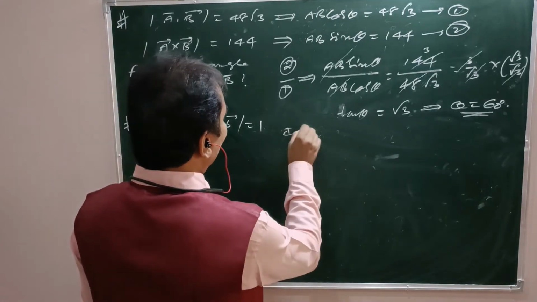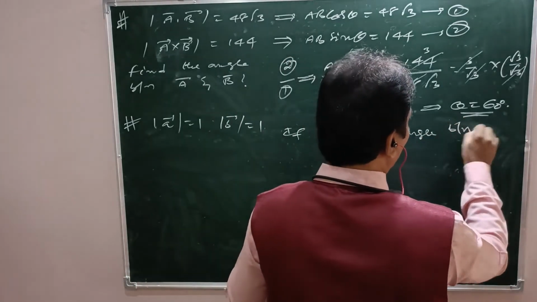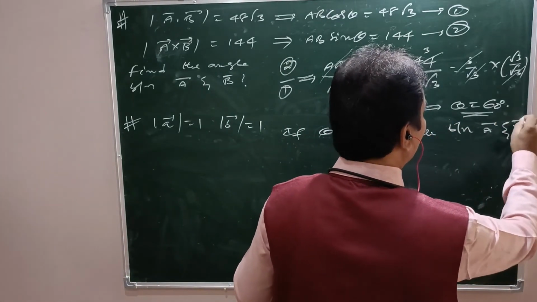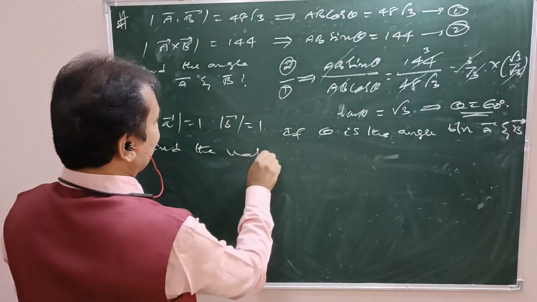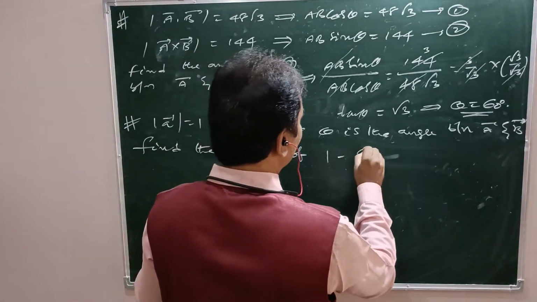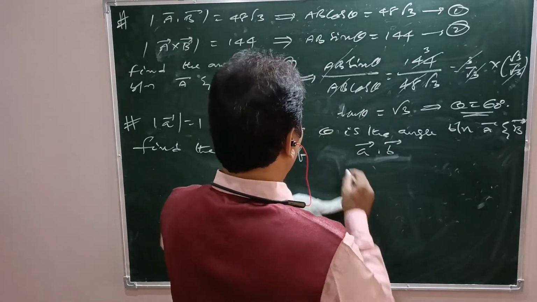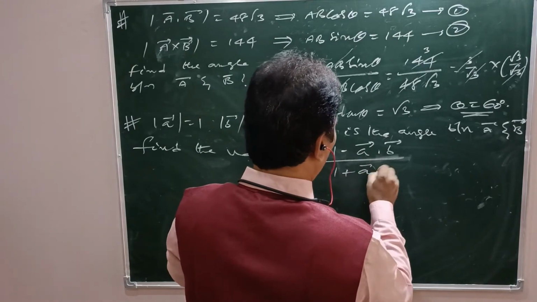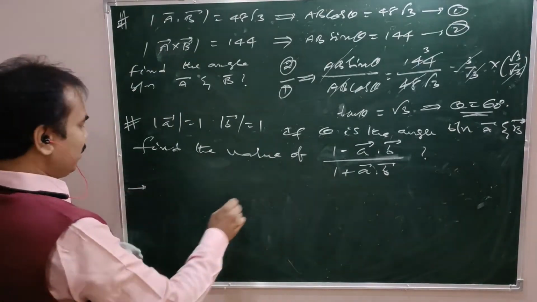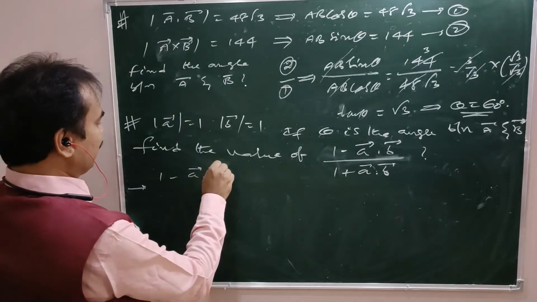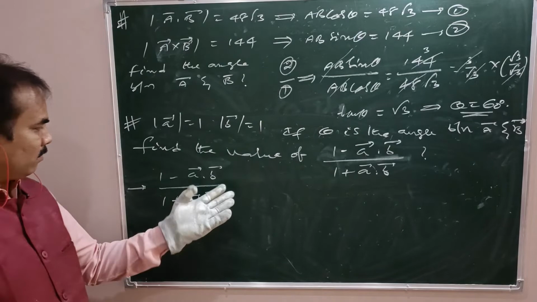Now if theta is the angle between a bar and b bar, find the value of 1 minus a bar dot b bar by 1 plus a bar dot b bar. Find the value of so and so. Now see, extend this one. 1 minus a bar dot b bar by 1 plus a bar dot b bar. This is what we need to find.